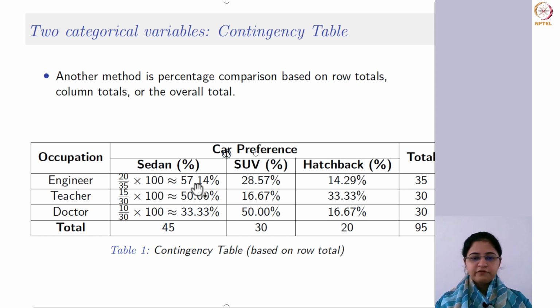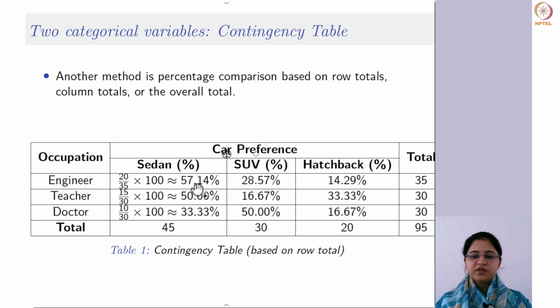Now, if you want to understand what this represents, it basically shows that approximately 57% of the engineers prefer sedan. By just looking at the percentage, it becomes more interpretable, because you know that 57% are preferring sedan, whereas 50% of the teachers prefer sedan and only 33% of the doctors prefer it. Likewise, doctors usually prefer SUVs and teachers prefer the hatchback cars. So this is based on your row total.